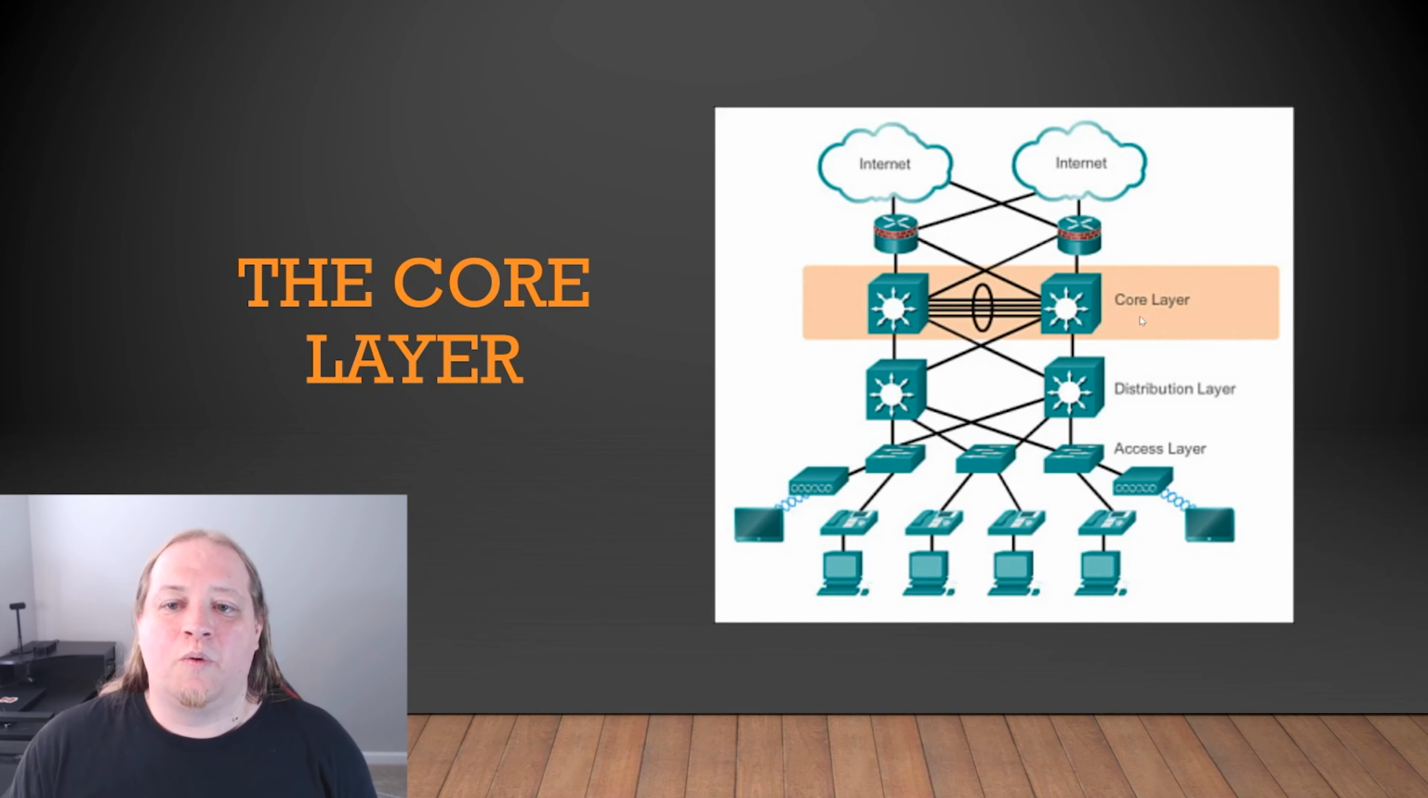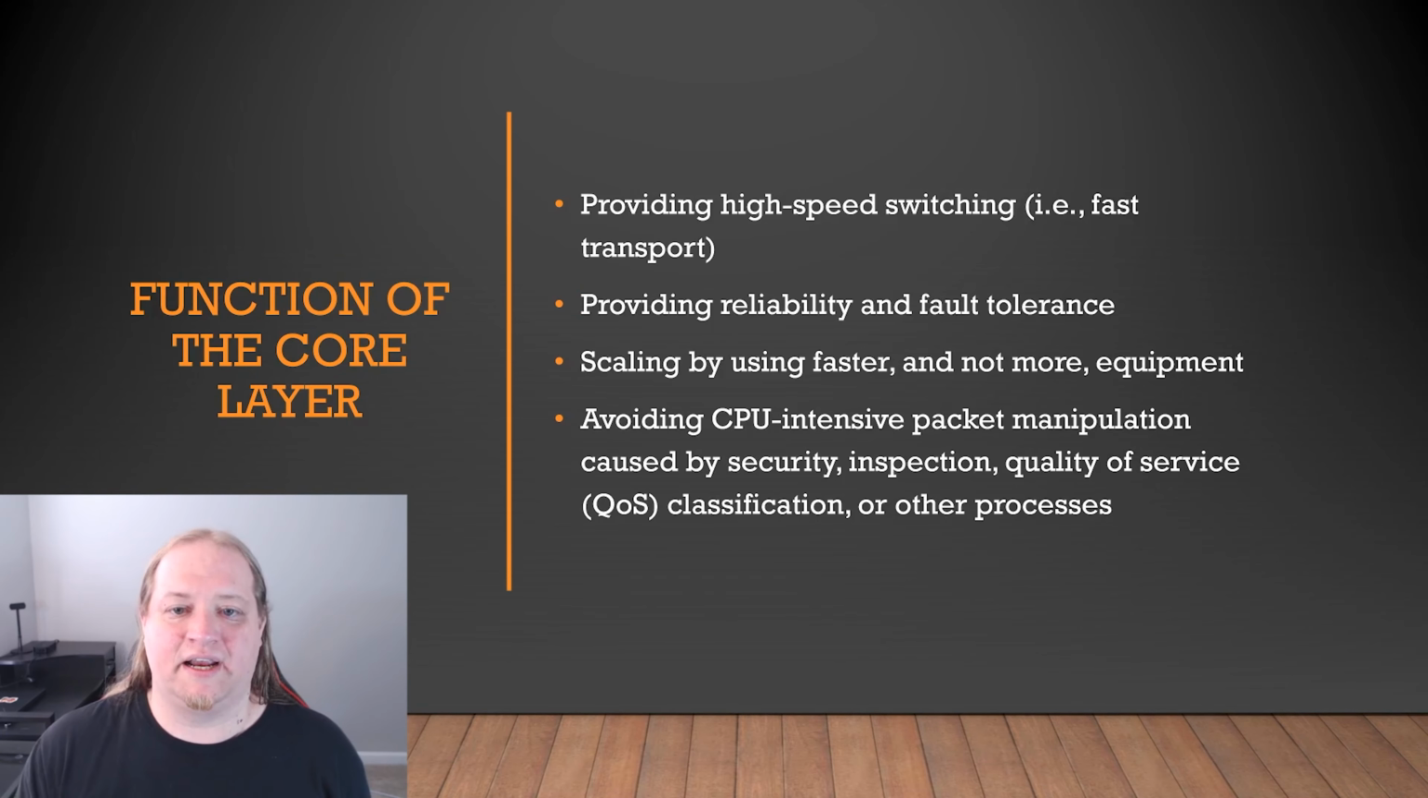So now we move on to the core layer, and you expect all this complicated stuff that we've been doing at the distribution layer, that you would expect that the core layer would have all kinds of services running, and really that's just not the case. The core layer is high-speed switching, moving things to and from places as quickly as possible. This is also a very important part of your network. This is your network backbone, so you want reliability and fault tolerance.